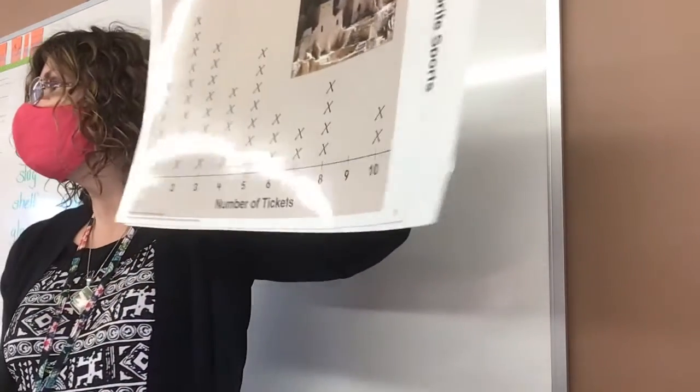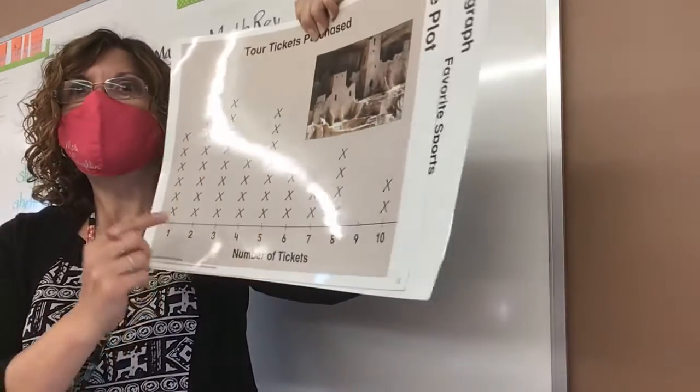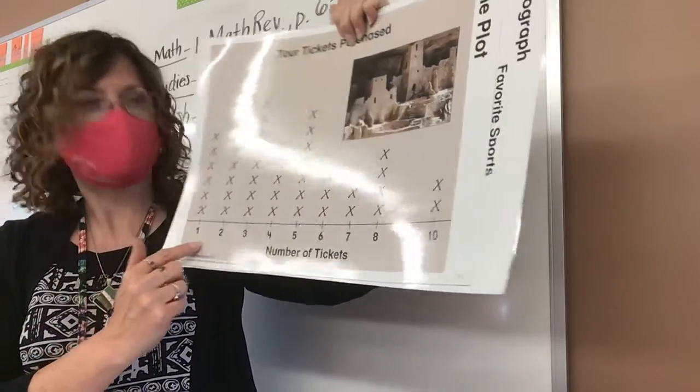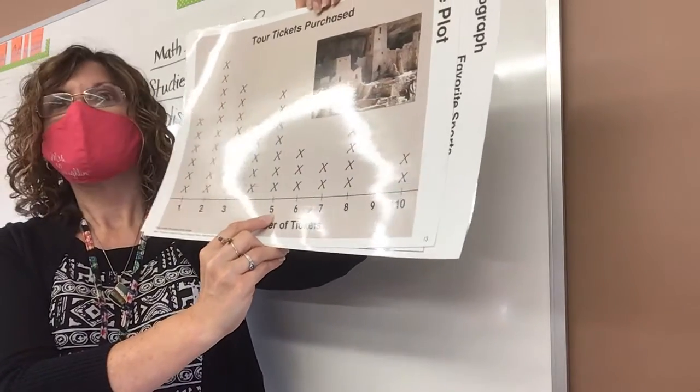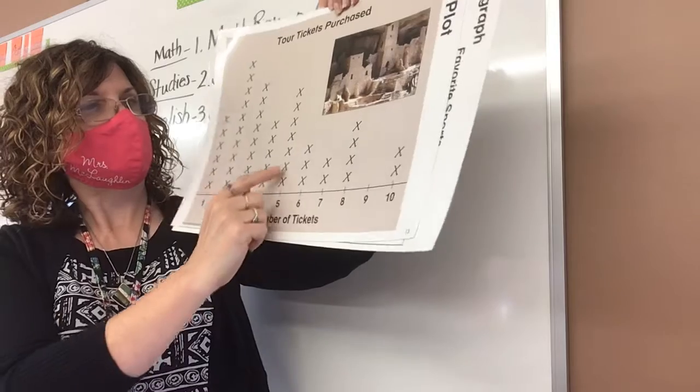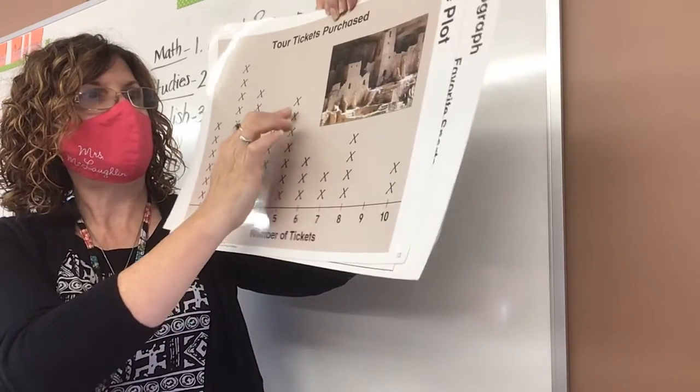So what are the people? The X's. The X's are the people who bought this number of tickets. Alright? So how many people bought 5 tickets? No, 1, 2, 3, 4, 5, 6. 1, 2, 3, 4, 5, 6, 7.